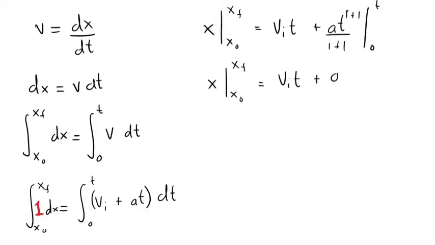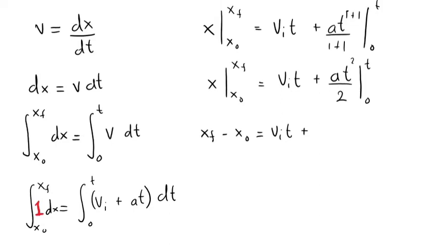This here is at squared, or this is over 2. Limits from 0 to t. Now let's apply the limits. So on the left hand side, where there's x, I'll put final velocity, minus again where there's x, I'll put initial velocity. On the right hand side, where there's t, I'll replace it with t. Again, where there's t, I'll replace it with t.